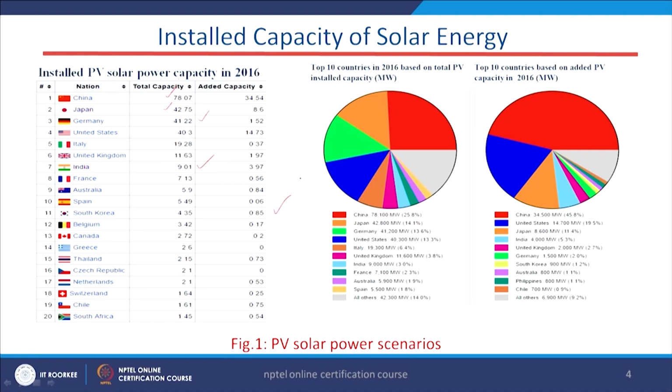And here is the pie chart, and here is the India status. It is 3% of the total global capacity. It indicates that we need more effort to install solar energy as far as our country is concerned.